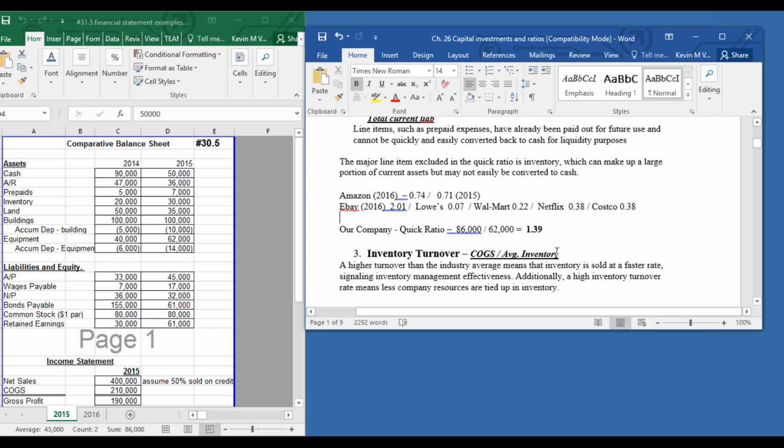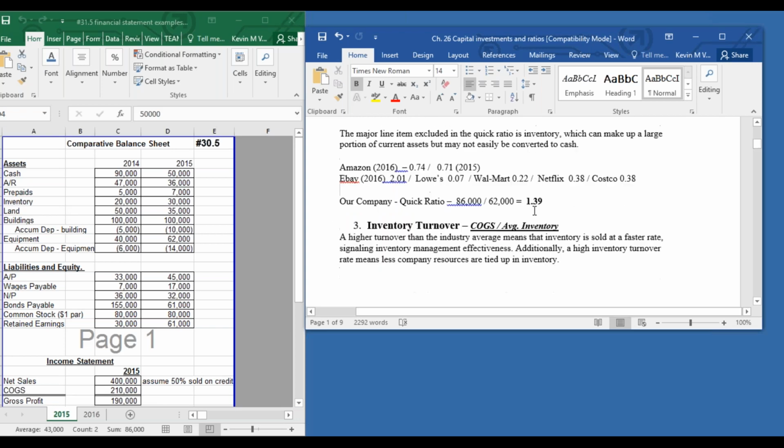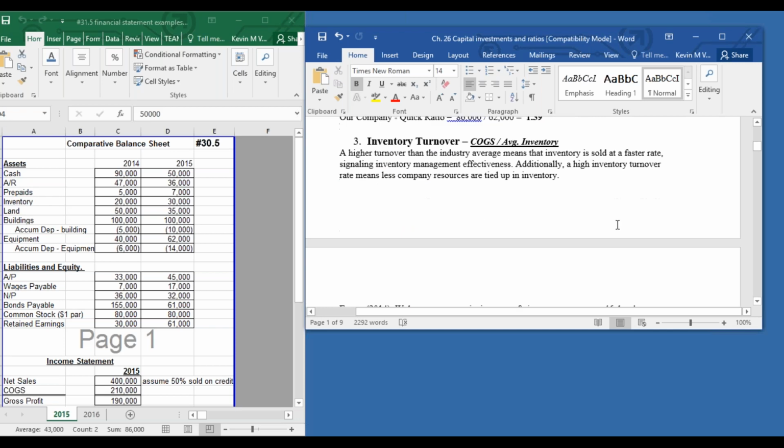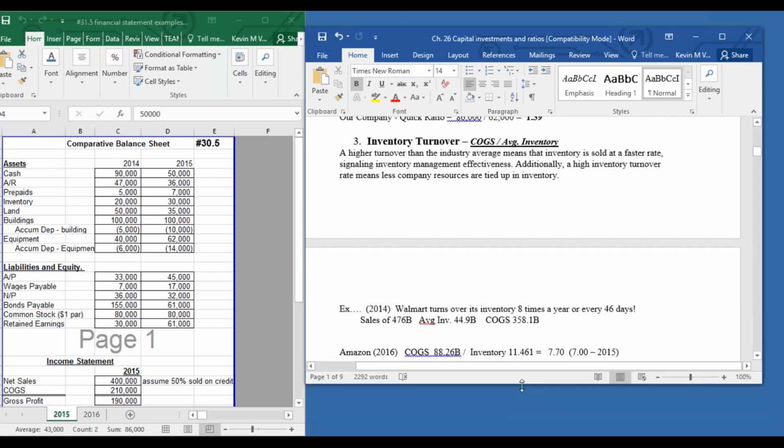We want to know, do we turn over our entire inventory only once a year? Maybe 4 times a year? 10 times a year? If it's something like milk, you may do it every other day. So that's almost 200 times a year. So it all depends on your product, but still, the higher the number, the better. So I'm looking at a couple of companies here.